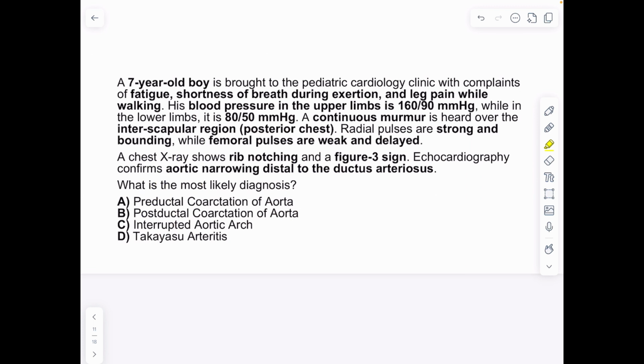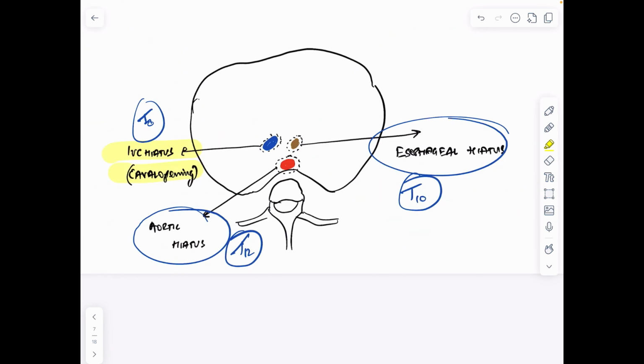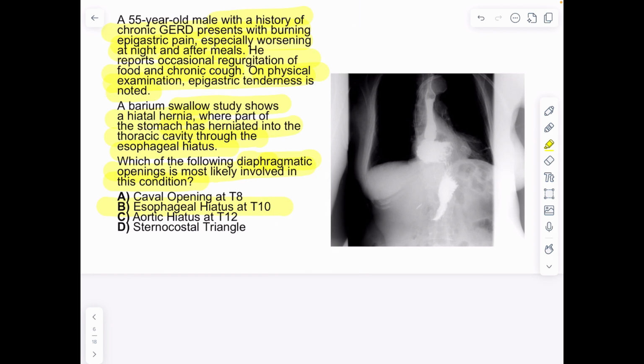So obviously, if we go back to the question, why not the other options? Caval opening, inferior vena cava opening at T8, is responsible for transmitting the venous blood, so it is not involved in hiatal hernia. Aortic hiatus at the level of T12 transmits the descending aorta, azygos, and the thoracic duct, not the esophagus. So aortic aneurysm would be expected had there been an abnormality at this level.